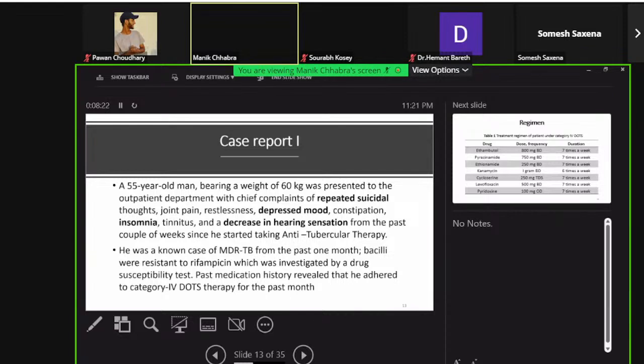And the dose was 12.5 mg. Later on, the dose was titrated up to 100 mg a day. Usually for this drug, it's a dose titration which starts with a lower dose and keeps on increasing. And then divalproex was also given.